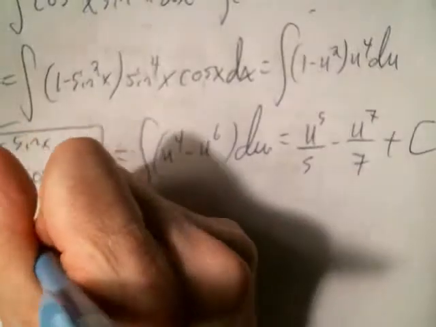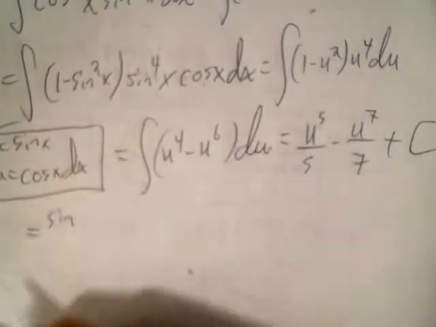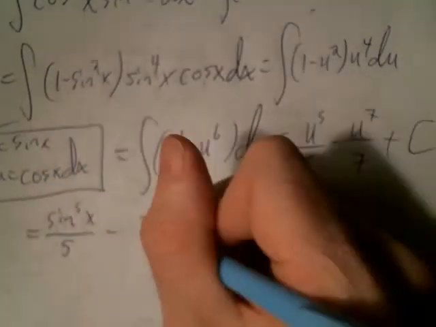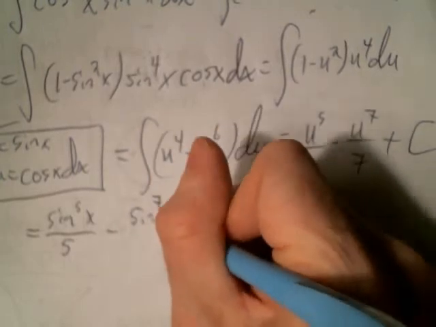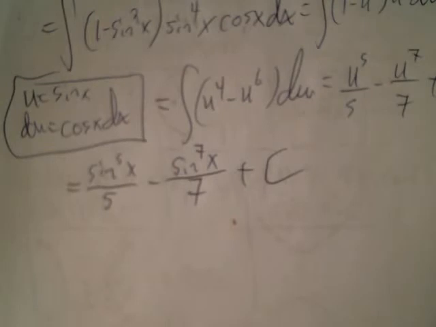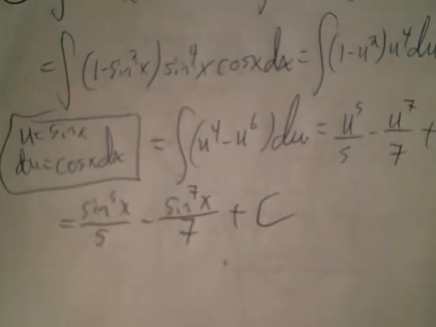Back substitute. So I'll have sine to the fifth power of x all over 5 minus sine to the seventh power of x all over 7, and then plus my integration constant. Right, so that's our standard operating procedure.